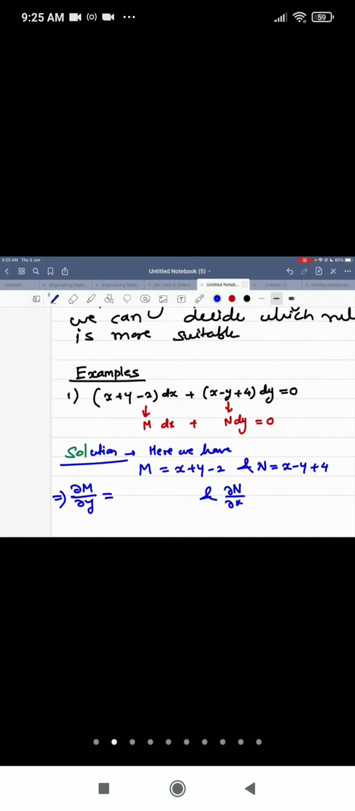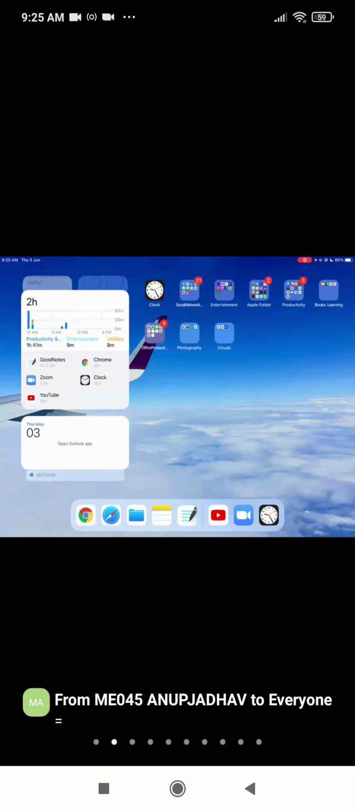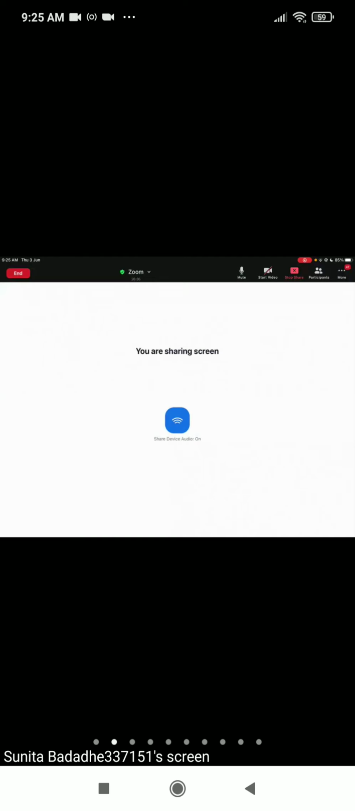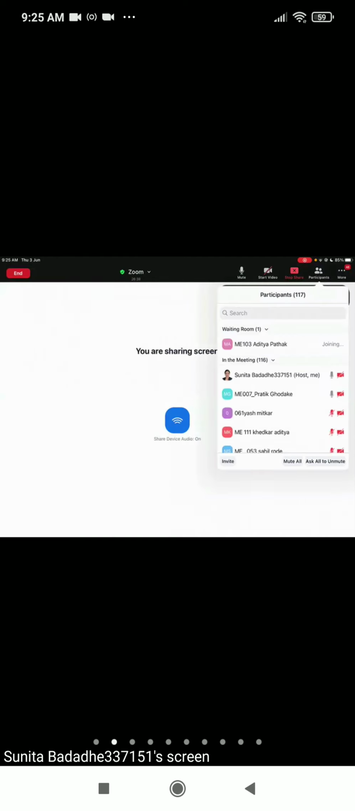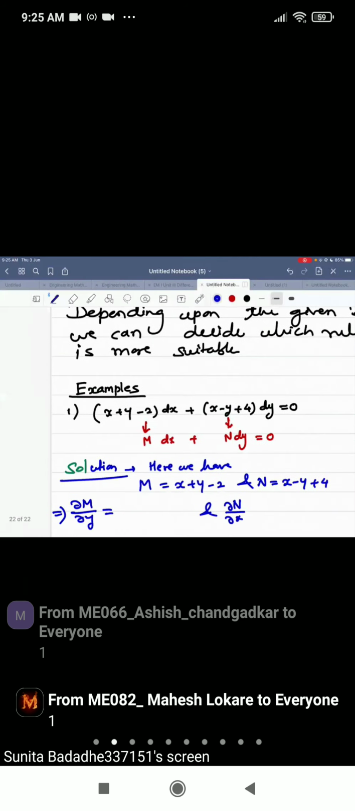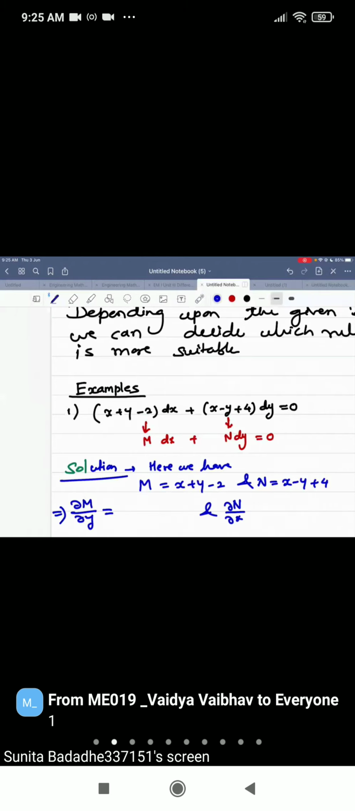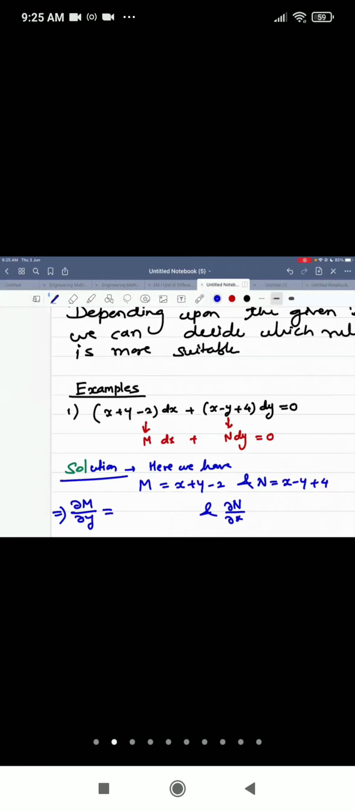Kakade, can you tell me what is the partial derivative of M with respect to y? Roll number 30. M is x plus y minus 2. Who is answering? Kakade is answering. Kunal. Okay, Kunal, what is the partial derivative of M with respect to y?